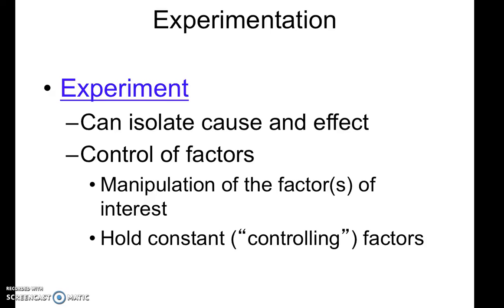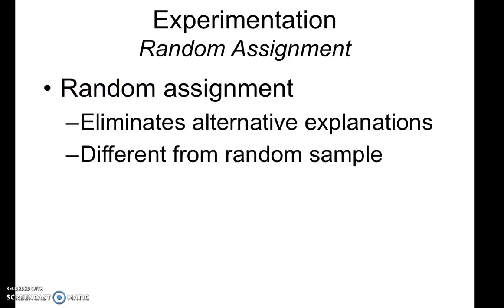And one of the ways that you can help control some of these factors is through random assignment. Random assignment helps to hold constant all other factors, unlike in a correlational study, which can uncover naturally occurring relationships. An experiment manipulates a factor to determine its effect.